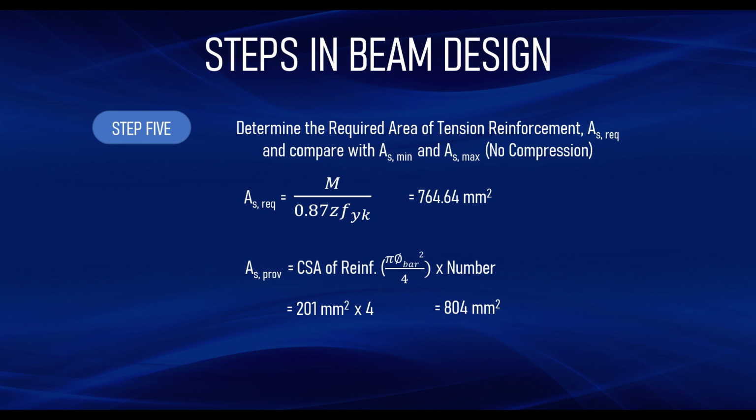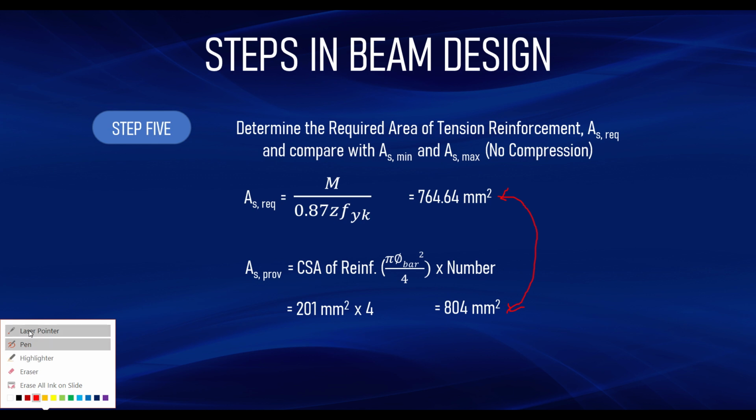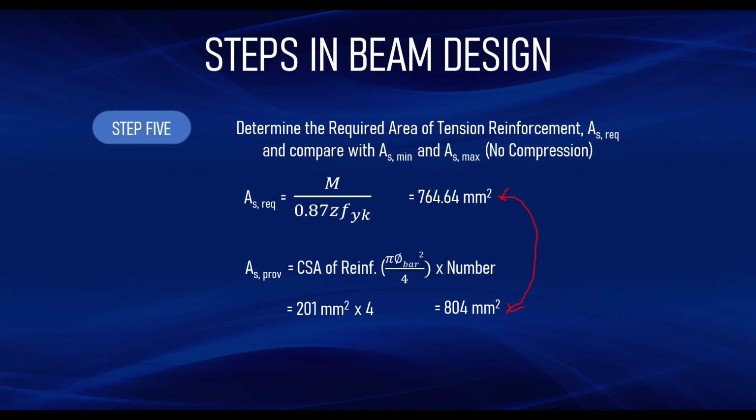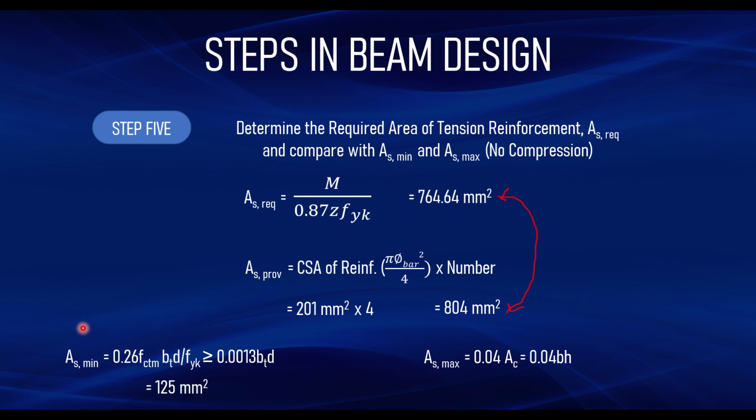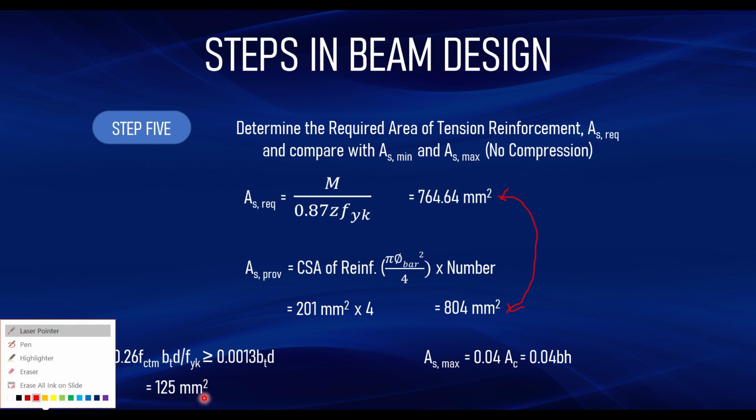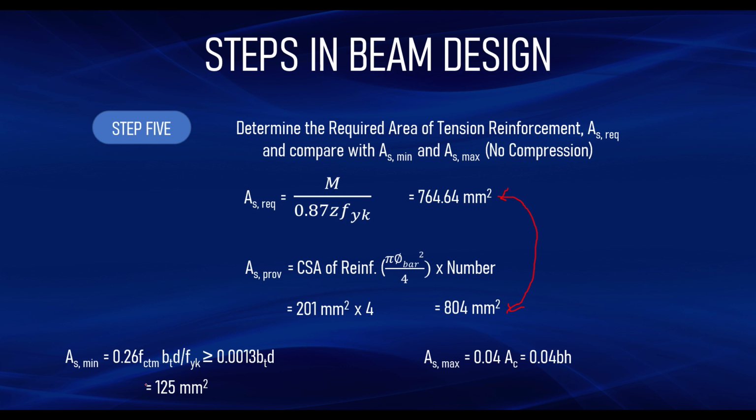This area we got here is slightly higher than what we have in the required. So you compare the required with the provided, it must be slightly higher. Then we move forward from here. We now have to compare this reinforcement with the AS minimum as well as the AS maximum. If you compute this formula based on the Eurocode, the AS minimum should be equal to 125 millimeters square. Our provided reinforcement is greater than the AS minimum. That means it satisfies the condition.